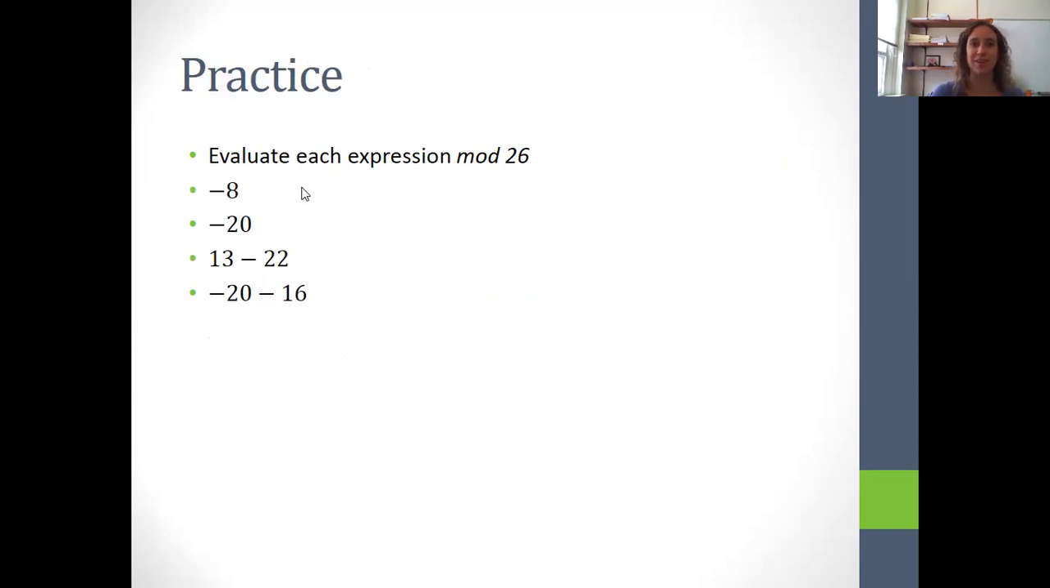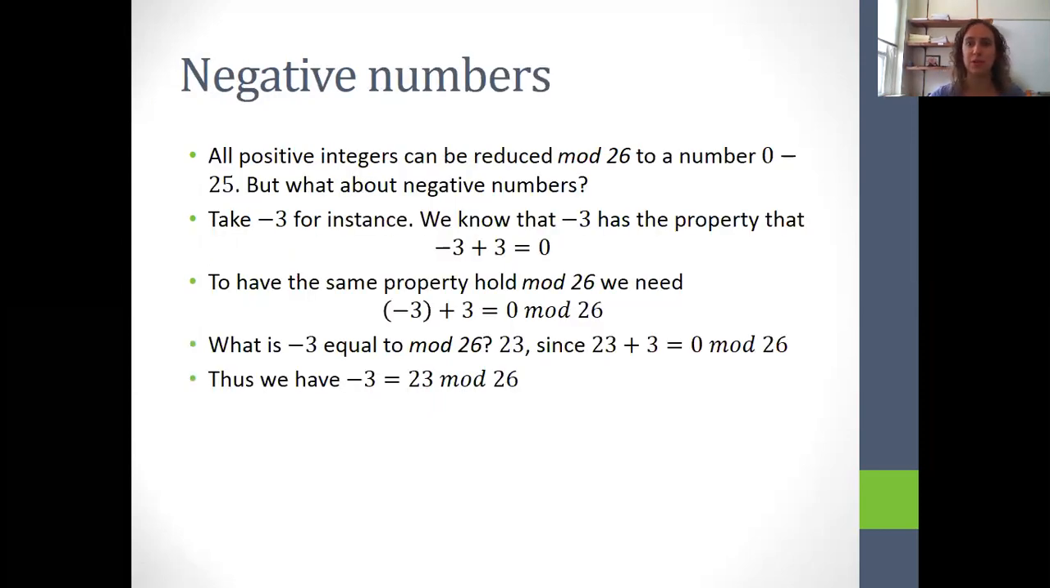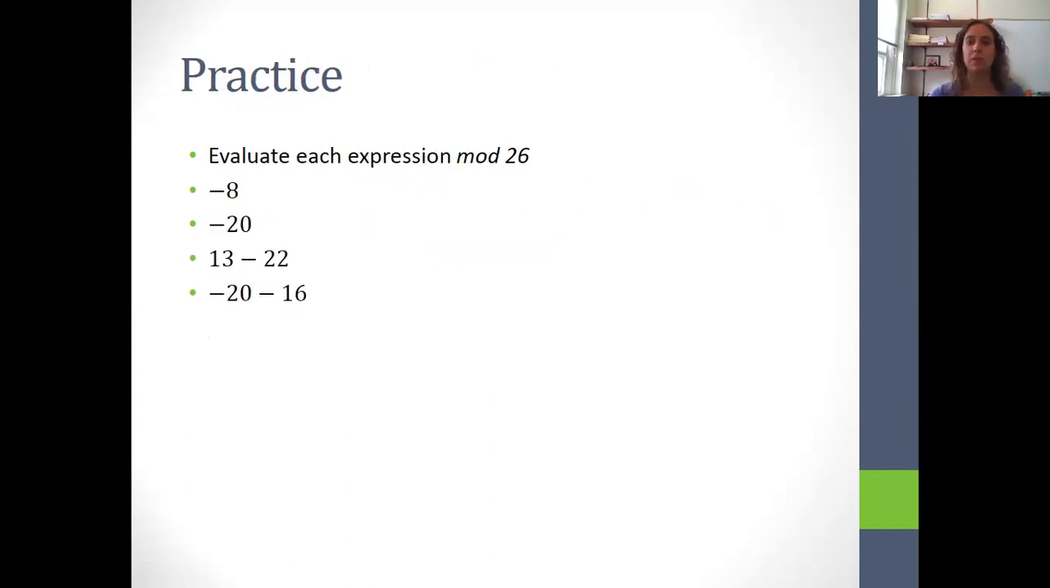I'll help with the first one. So negative 8, how do we convert that to a positive number, mod 26? So notice here that negative 3 was equal to 23, but it's also the case that negative 3 plus 26 is equal to 23. So basically, we can just take a number like negative 8 and add 26 to it, which gives 18. So negative 8 is equal to 18 mod 26. All right. So I'm going to ask you to do the same for negative 20 and then work on subtraction mod 26. So in this case, if you get a negative number, you're going to want to add 26 to it until you get into our range, 0 to 25.